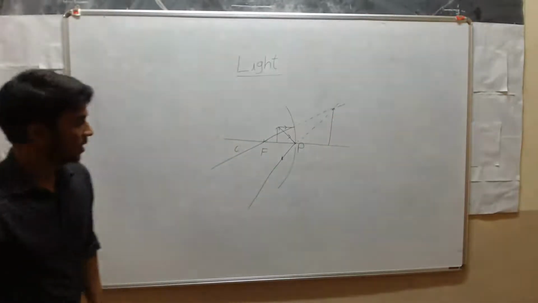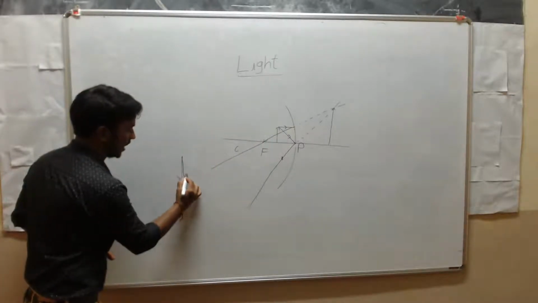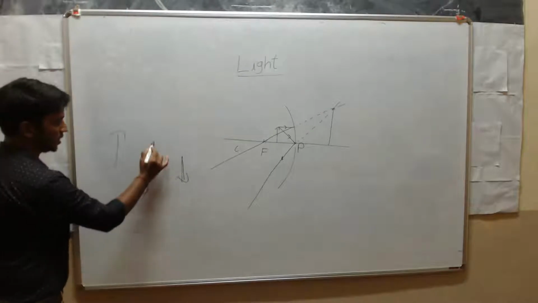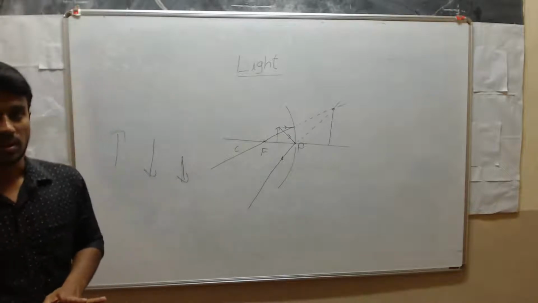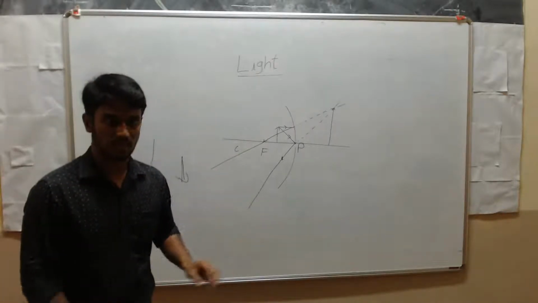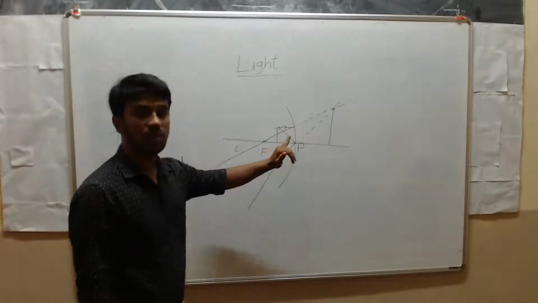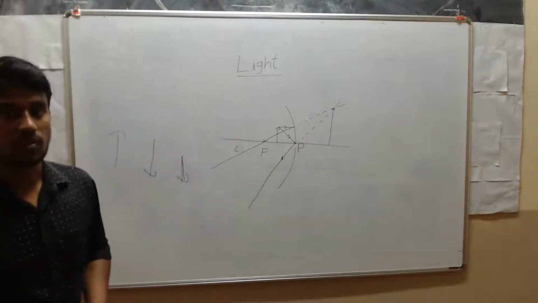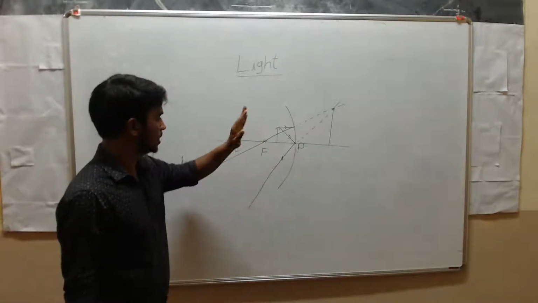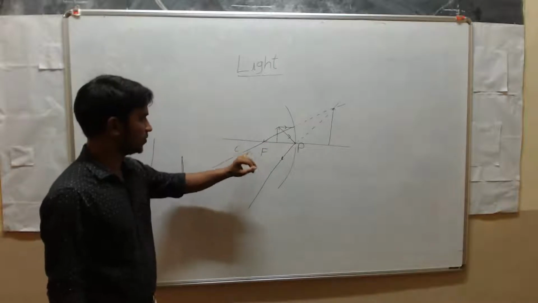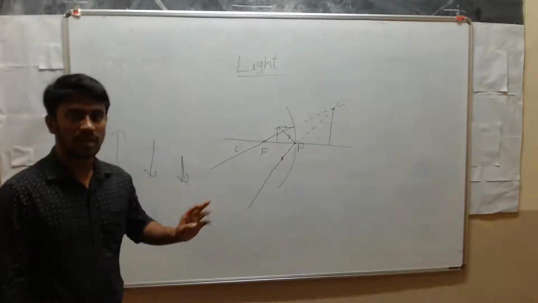Just observe here. Except in this case, in the remaining cases we got an inverted image. If you keep the candle like this, then we will get the image like this. Always the real images are inverted, but virtual images are erect. When you keep the object between F and P, the image formed by a concave mirror is virtual and erect. Except this one, when you keep the object at F, between C and F, at C, behind C, or at infinity, in all the cases we'll get a real and inverted image.